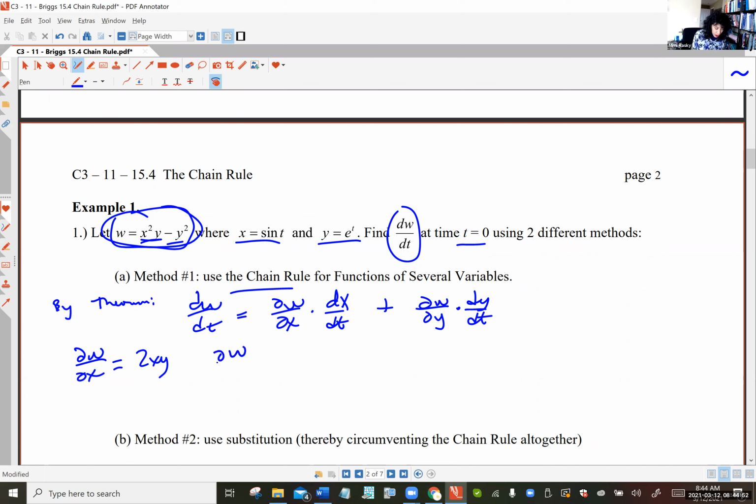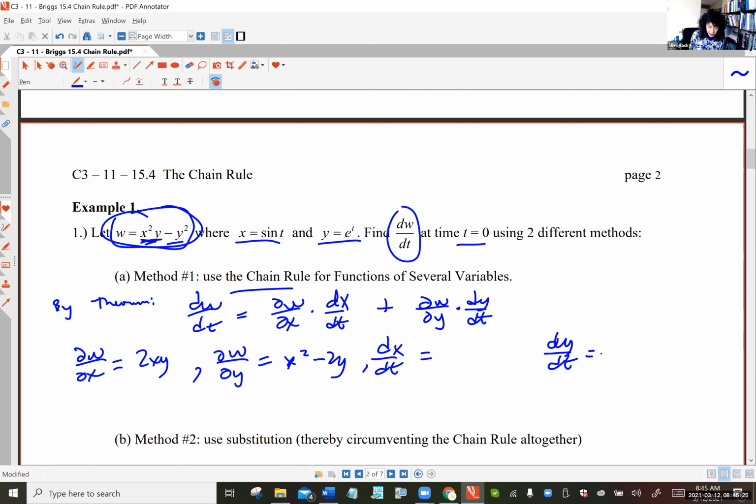Now, let's go get the other partial, dw dy. That means you put on your other set of glasses, because since you're going to differentiate with respect to y, x is going to be held constant. So the derivative of the first term, x squared y, with respect to y, is x squared. And the derivative of minus y squared with respect to y is minus 2y. Got to get two more. We need dx dt and dy dt, and then we'll put it all together. So dx dt, the derivative of sine t with respect to t, is cos t, and the derivative of y, which is e to the t, is simply e to the t.